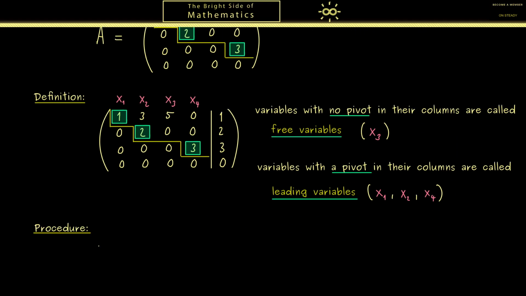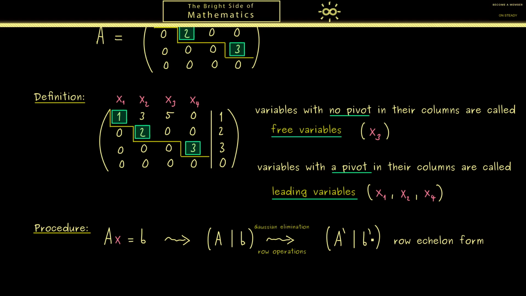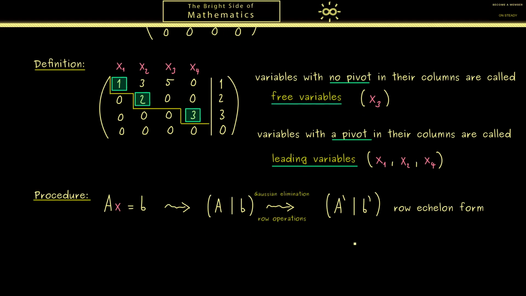So maybe it's very helpful to write down the whole procedure again to solve a system of linear equations. The system is given as Ax = b, and then we write it as an augmented matrix. And then we apply the Gaussian elimination with the row operations to bring this into row echelon form. So now we know that the Gaussian elimination always gives us a row echelon form. Hence, at this point we are able to distinguish free and leading variables.